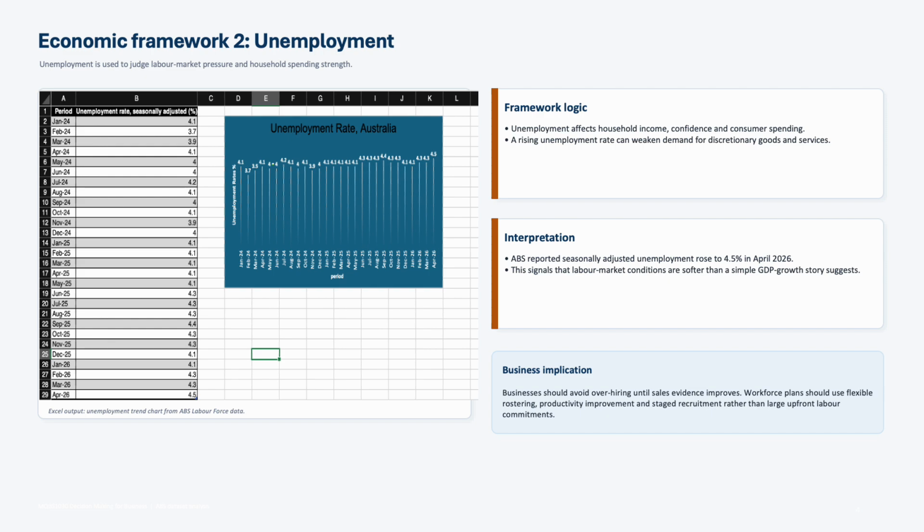This shows that labor market conditions were softer than the GDP data alone suggests. So even though the economy is growing, businesses should not assume demand will automatically be strong. The business implication is that firms should avoid overhiring. A better approach is flexible rostering, staged requirements, and productivity improvement until there is stronger sales evidence.